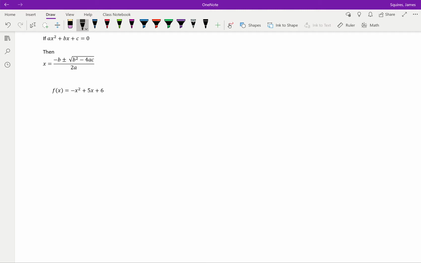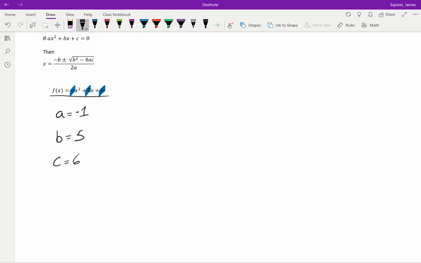So let's take a look at this example that we got right here. F of x equals minus x squared plus 5x plus 6. Let's go through what values a, b, and c are. A is going to be the coefficient in front of our x squared term. So a equals minus 1 here. B is the coefficient in front of our x term. B equals 5. And 6 is going to be our c, because that is the constant term.